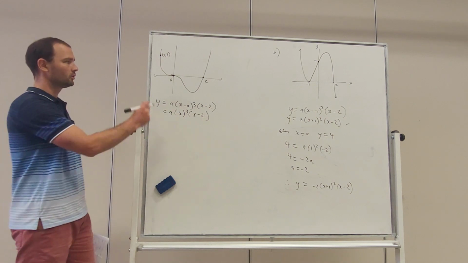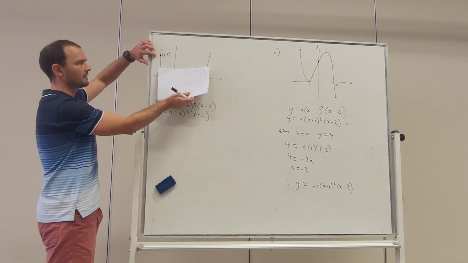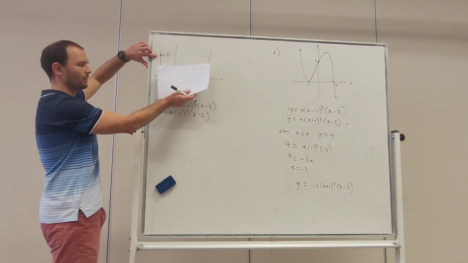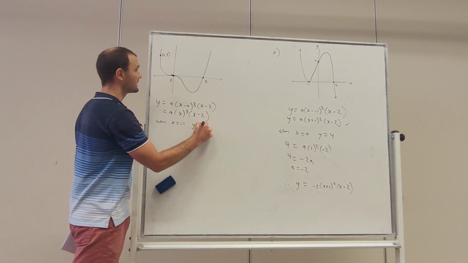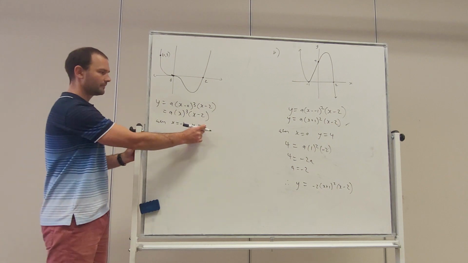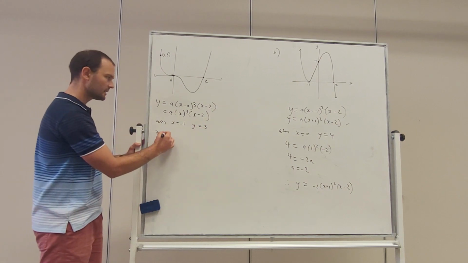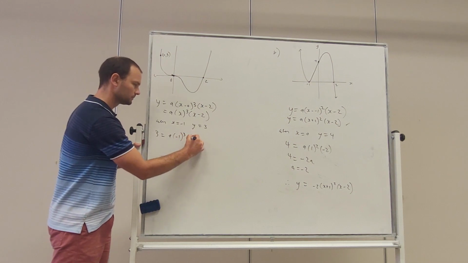All right, and we're going to use some other point. We can't use the y-intercept. That's not going to tell us anything. We have to use this point up here. We've got when x is minus 1, y is positive 3. All right, so we'll put that information in. We'll have 3 where the y is. We're going to have minus 1 where the x is.